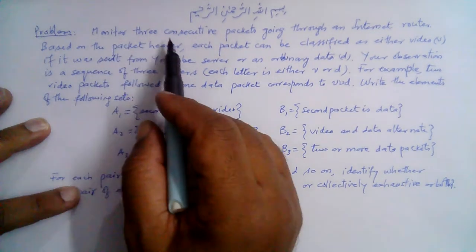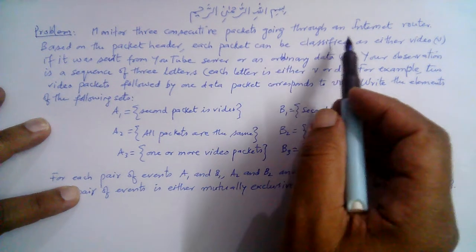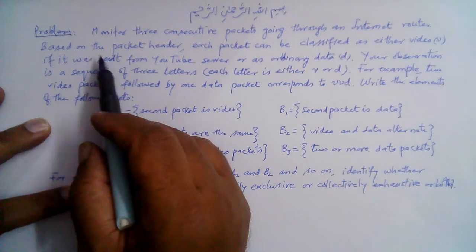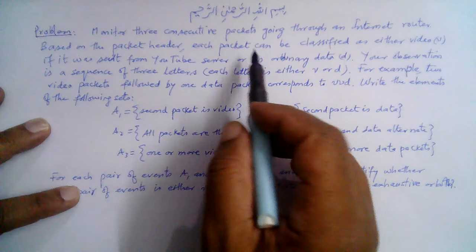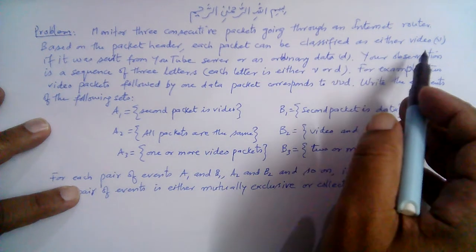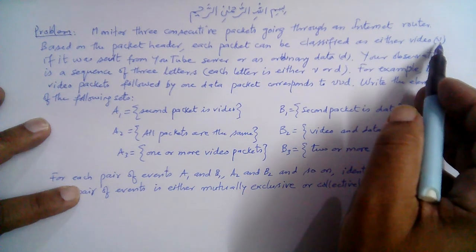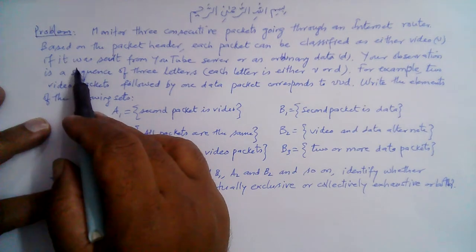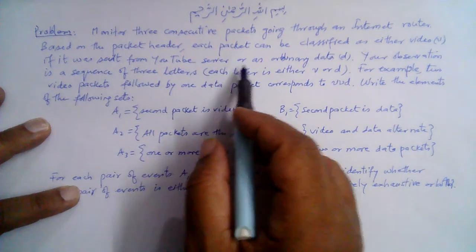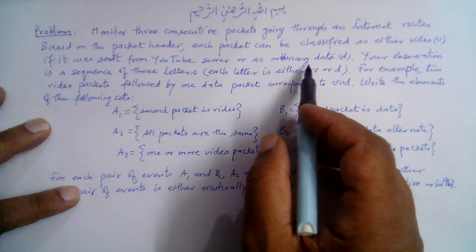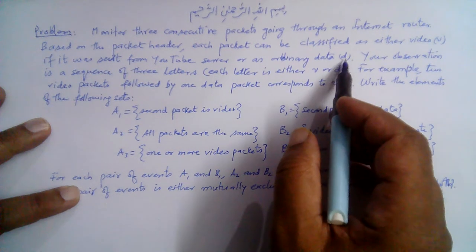So let us consider this problem. Monitor 3 consecutive packets going through an internet router. Based on the packet header, each packet can be classified as either video, designated by V, if it was sent from a YouTube server, or as ordinary data, designated by D.